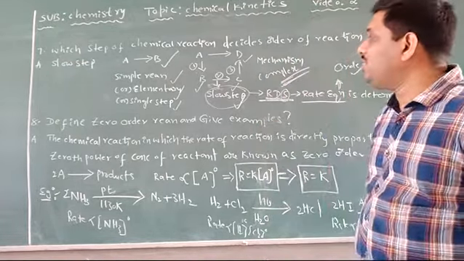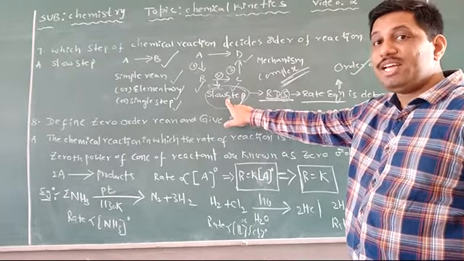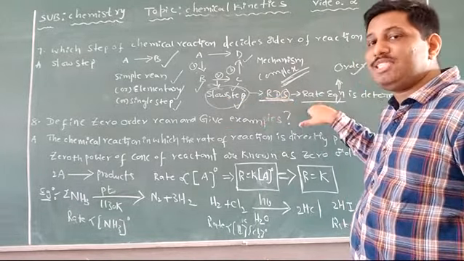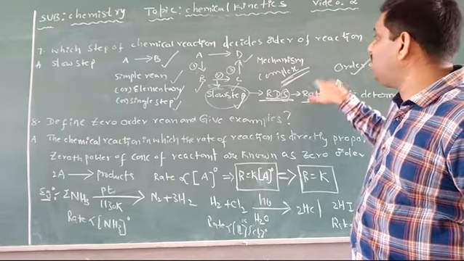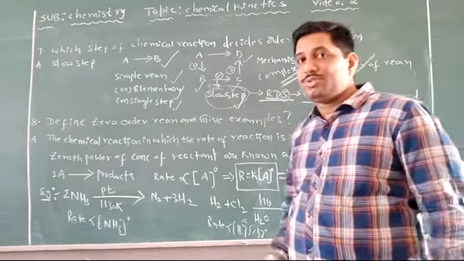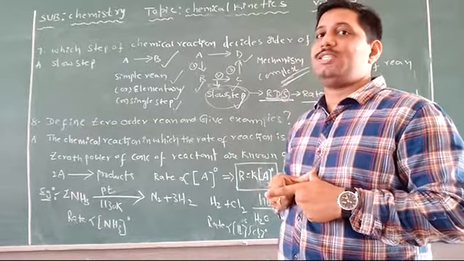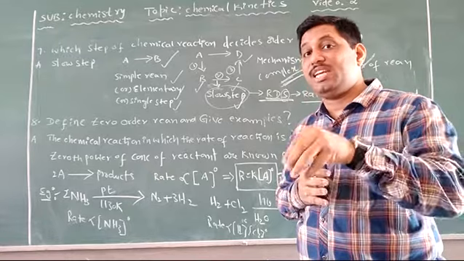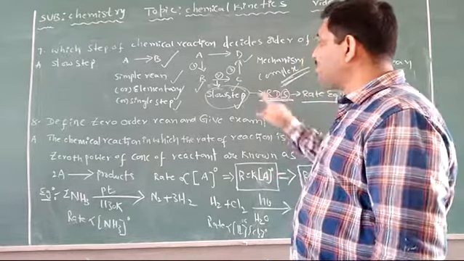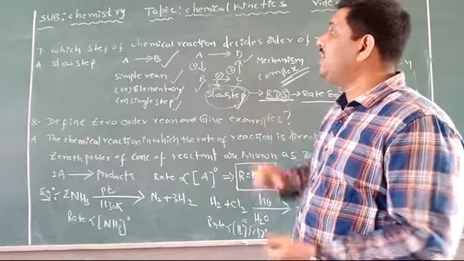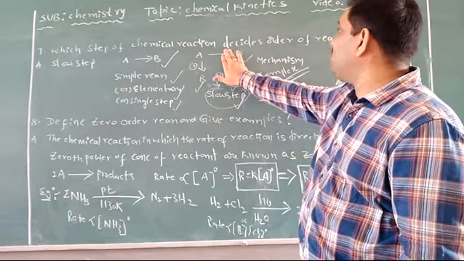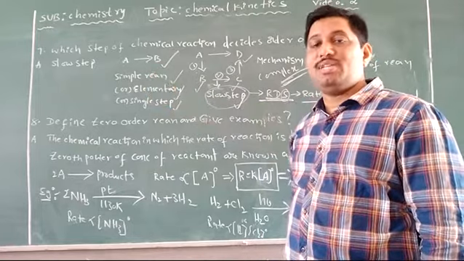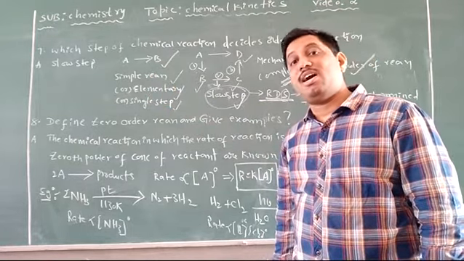Now, students, the slowest step is the rate determining step. From the rate determining step, the rate equation can be determined. From the rate equation, the order of the reaction can be determined. In the differences we are discussing, the order of the reaction can be determined experimentally from the rate equation. But the rate equation is obtained from the slowest step. Indirectly, the slowest step of the chemical reaction determines the order of the reaction.